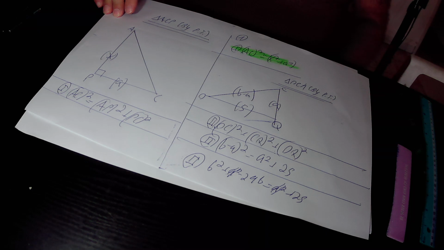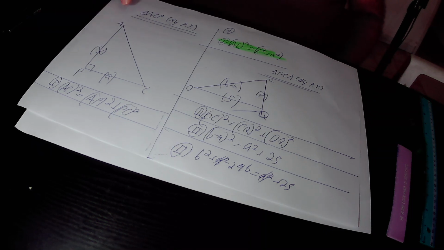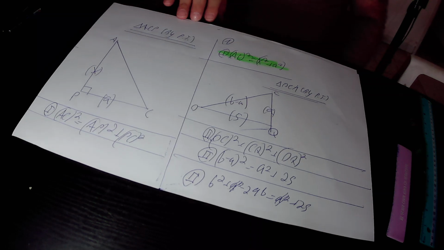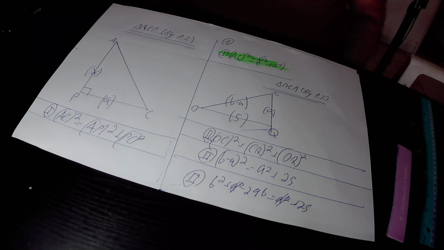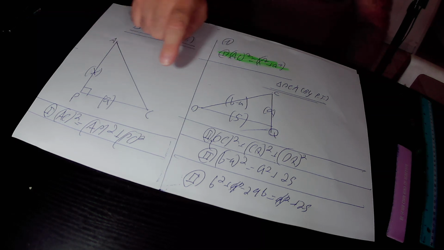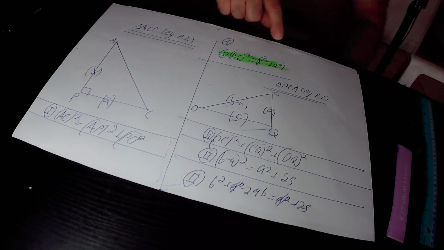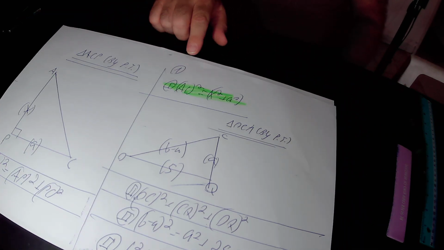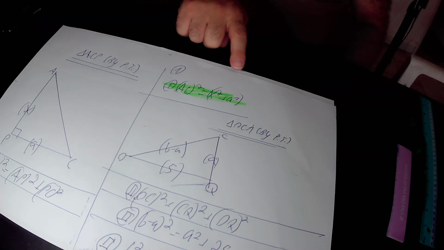According to the Pythagoras theorem in this right triangle ACP, AC squared, that is the square of the hypotenuse, equals AP squared plus PC squared. AC is the missing side, so we leave it as it is. So AC squared equals AP squared. AP is x, therefore AP squared is x squared, plus PC squared. PC is a, therefore PC squared is a squared. So in total, according to equation 1, we found that AC squared equals x squared plus a squared.